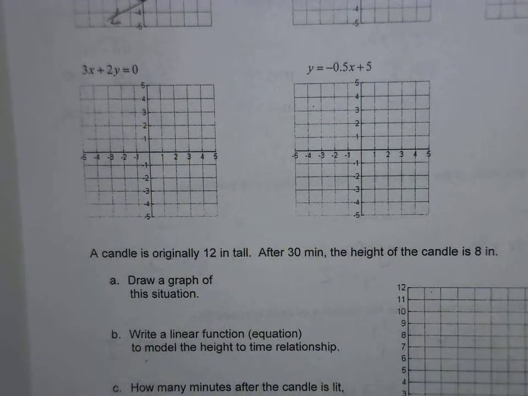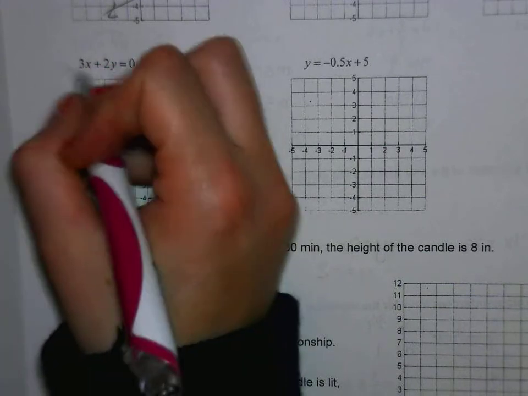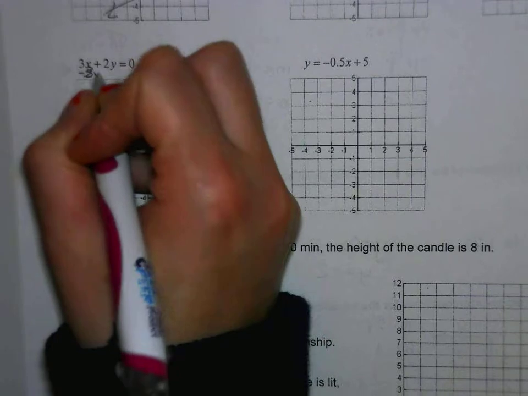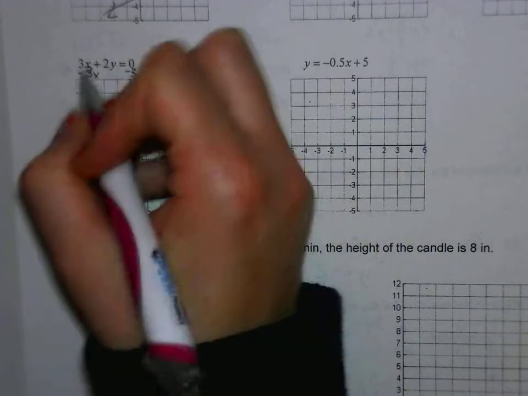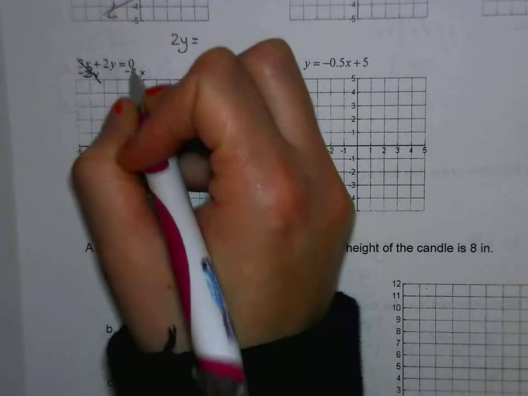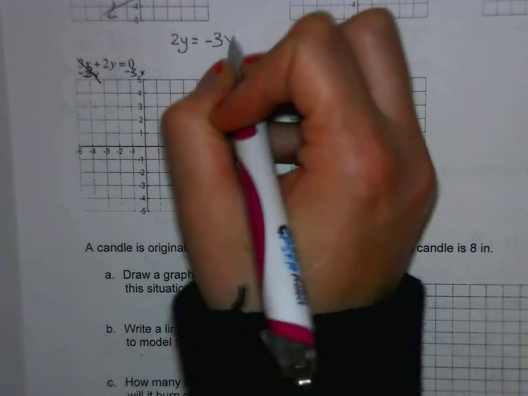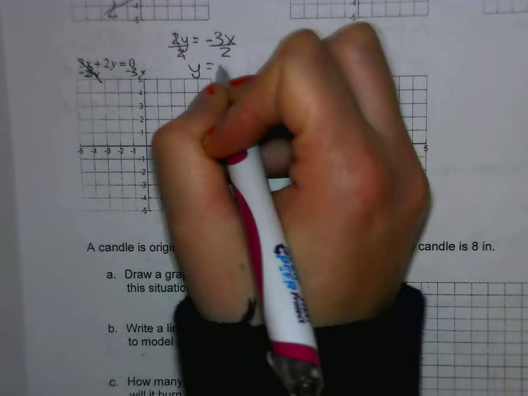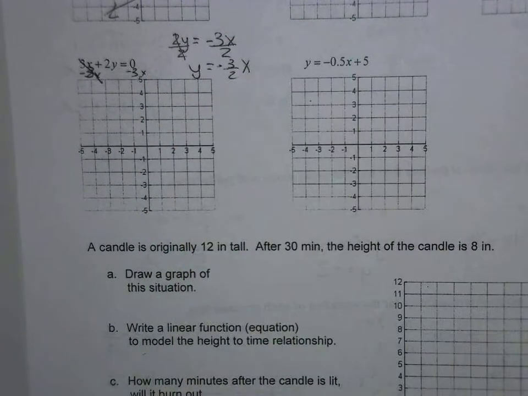This equation is not in slope-intercept form, so to get there, we need our 3x to be on the other side. So we do that by subtracting it to both sides. So 3x minus 3x cancel out, so we're left with 2y equals 0 minus 3x, which is just a negative 3x. Divide both sides by 2. So y equals a negative 3 halves x.